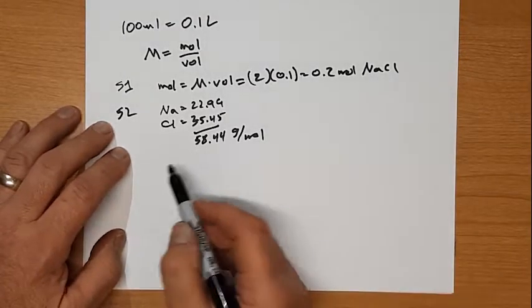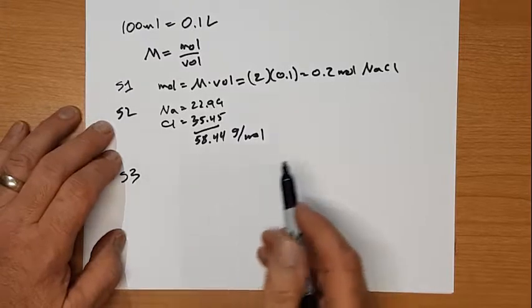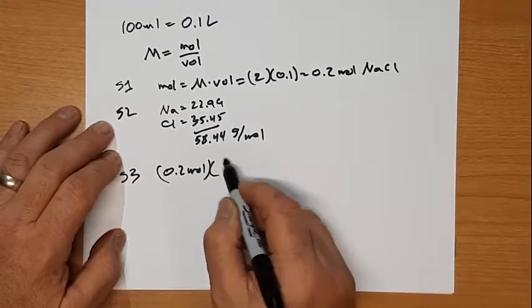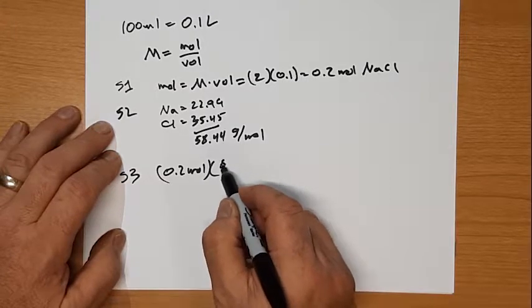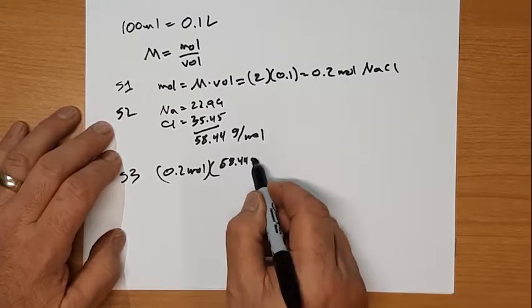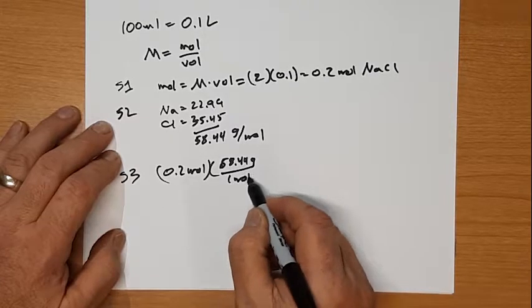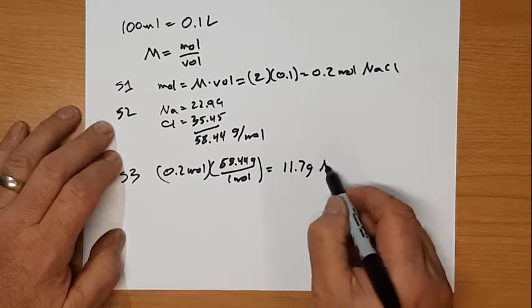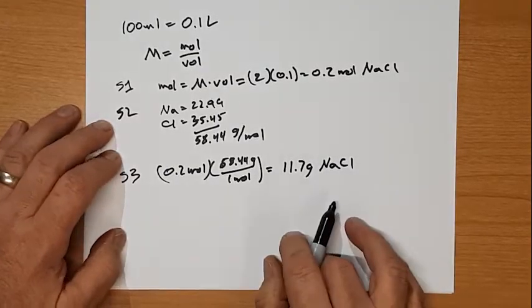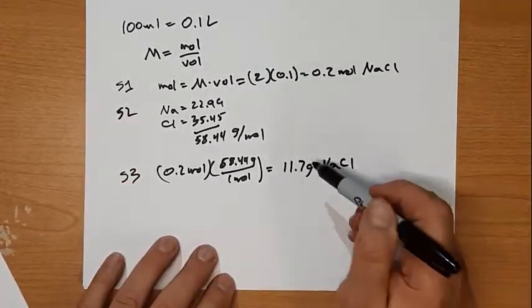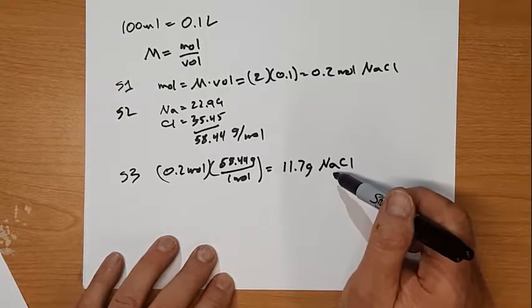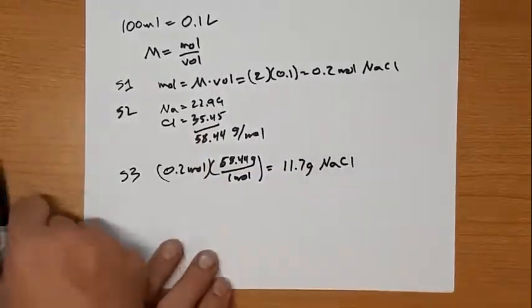Now, what we can do in step 3 is take the 0.2 moles and multiply it by 58.44 grams per 1 mole, and that turns out to be 11.7 grams of NaCl. So we would need to mix 11.7 grams of sodium chloride and then add water until we get 100 milliliters. Okay, so that's great. Now we know what mass of sodium chloride we need.